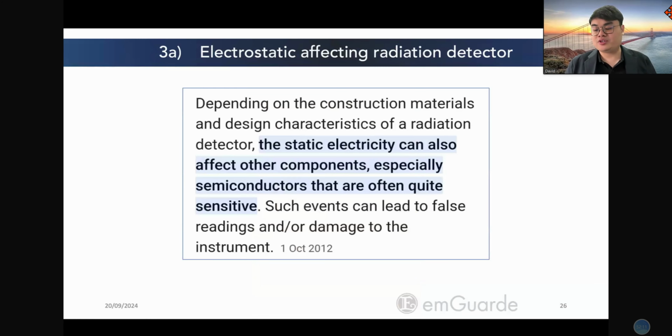I did a quick search on Google, and this is what it says. Depending on the construction material and design characteristics of the radiation detector, static electricity can also affect other components, and such events can lead to false readings as well. So do not panic when you turn on the emGuarde and the detector beeps here and there. It's due to static attack.